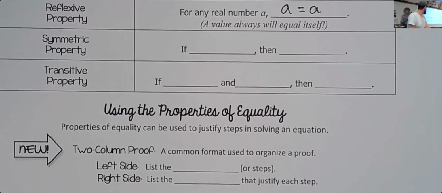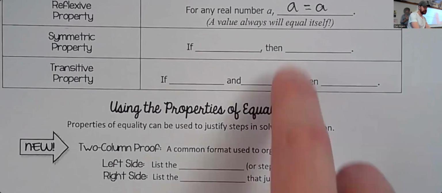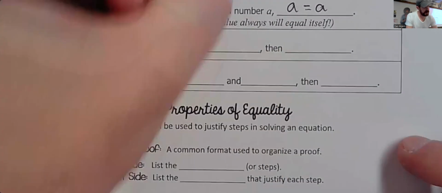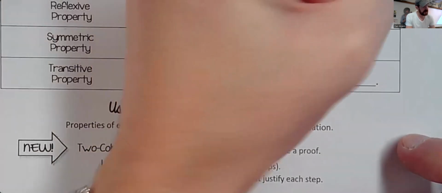The next one, the symmetric property. This one is also pretty obvious, but I think it tends to be a little more useful than the reflexive property. It says if A equals B, then B equals A.